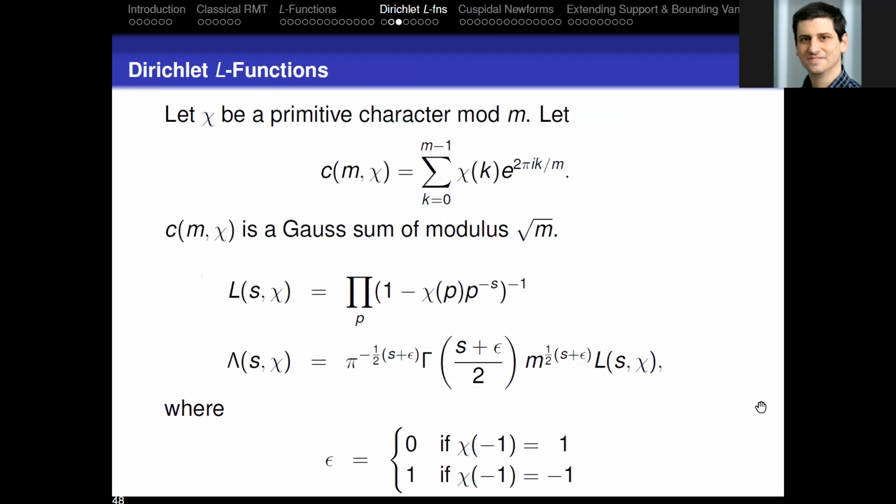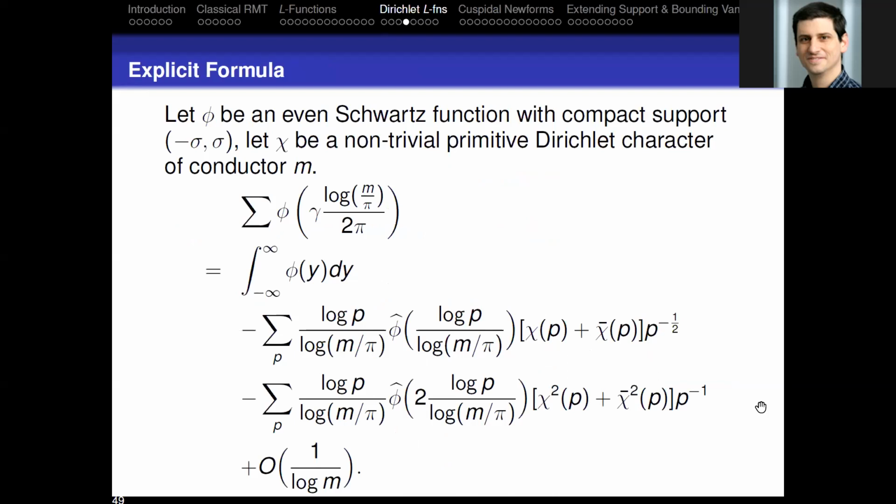Next. And so using this, we have the Gauss sum. It's going to have modulus square root of M. We can write down the L-function. We can write down the completed L-function. And again, everything is just explicit. Next slide. We now use the explicit formula, which relates the sums over zeros to sums over primes. And when we do this, it turns out, again, that the only ones that matter are the sums over primes and prime squares. All the other stuff gives you lower order terms. So we just have to understand these weighted sums of the Fourier transform of our test function at log p times chi of p or chi squared of p. And of course, by symmetry, the chi bar is going to give you very much the same thing.